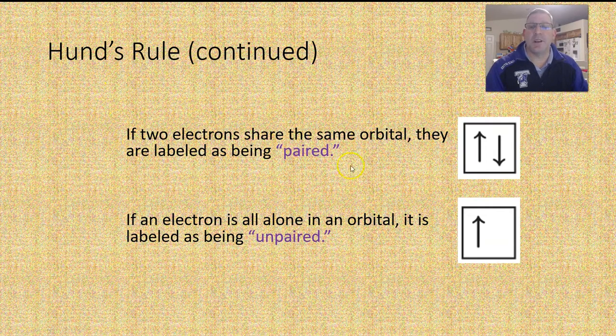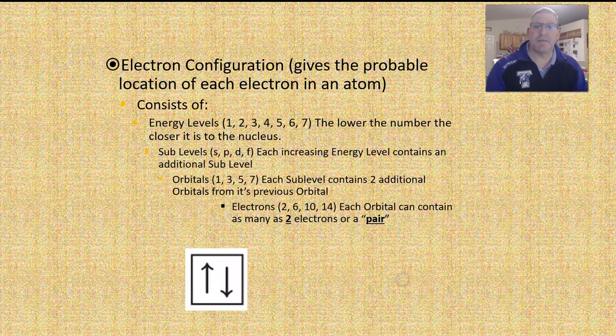So if we have 2 electrons that share the same orbital, those electrons are labeled as being paired. If an electron is all alone in the orbital, it is labeled as being unpaired. Seems simple enough. The electron configuration, as I previously said, gives us the probable location of each electron in an atom. And in this configuration, it consists of energy levels. As we currently have with our periodic table, we have energy levels of 1 through 7, each being represented by the rows of the periodic table.